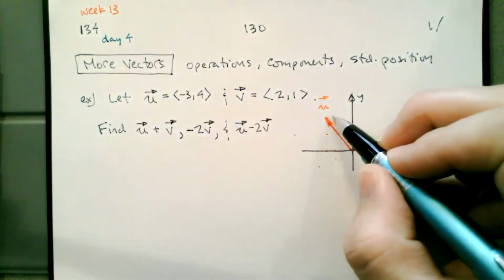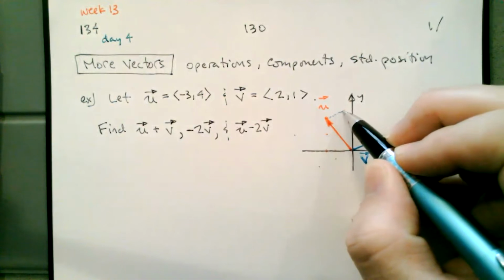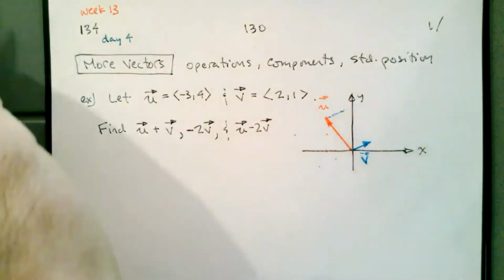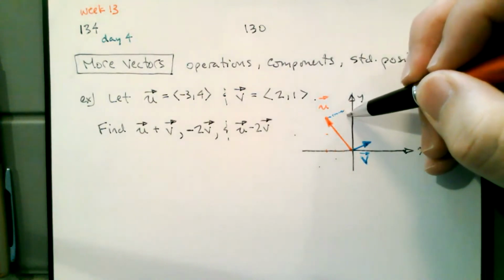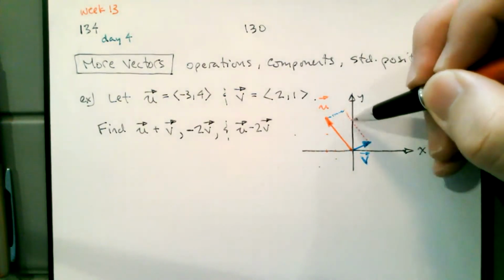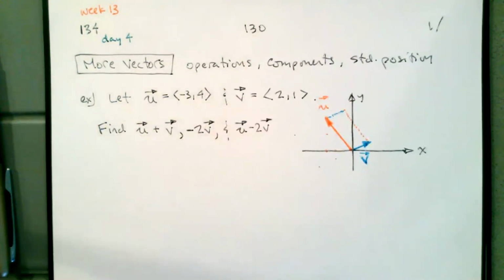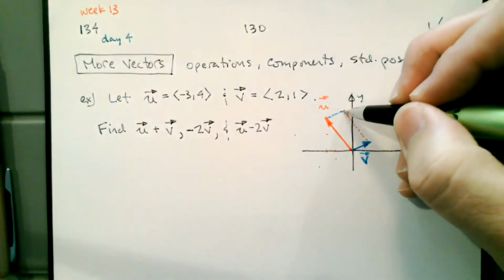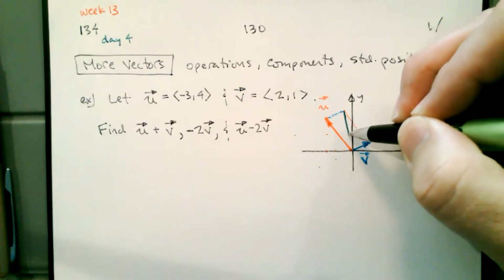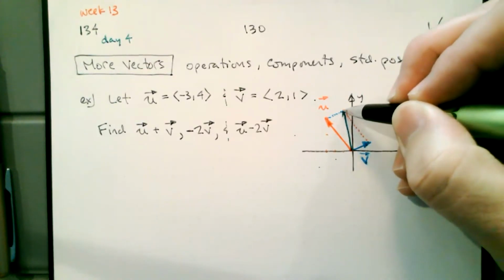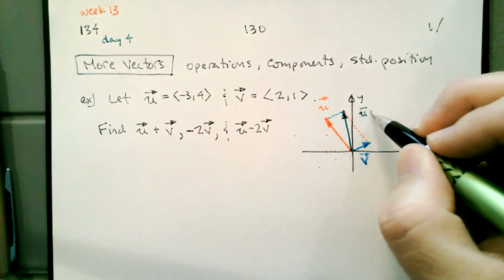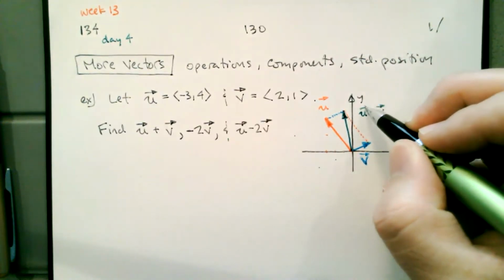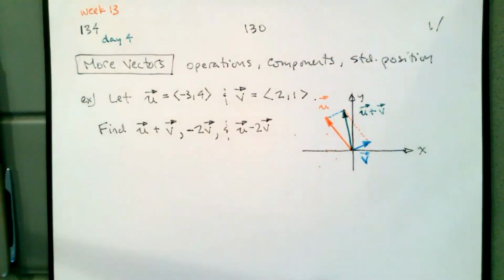So I can either put a copy of V at the end of U, or I can put a copy of U at the end of V. And then that's creating a little parallelogram. And so if I just go to where they meet, that's going to be the vector U plus V. Now, this is how we do things geometrically.